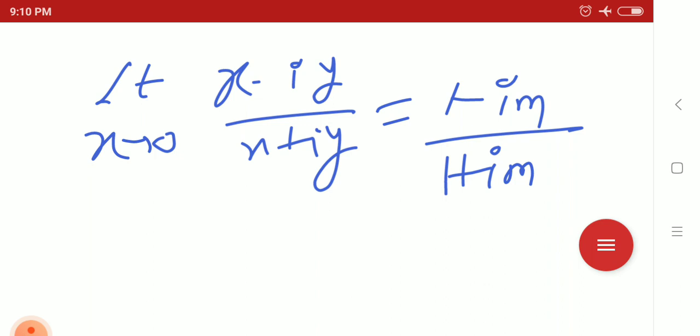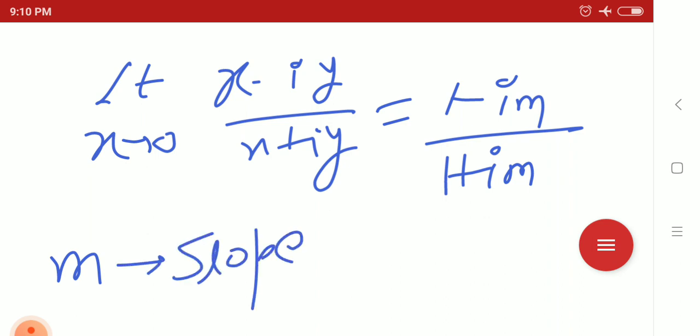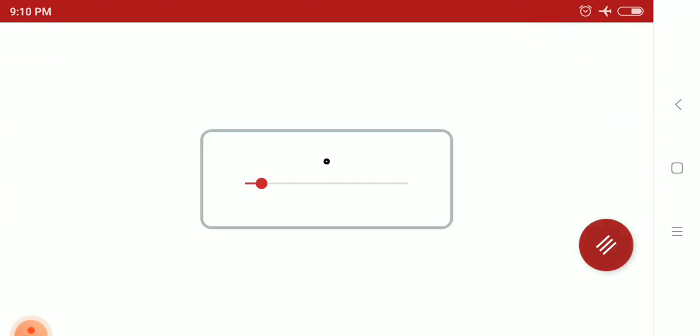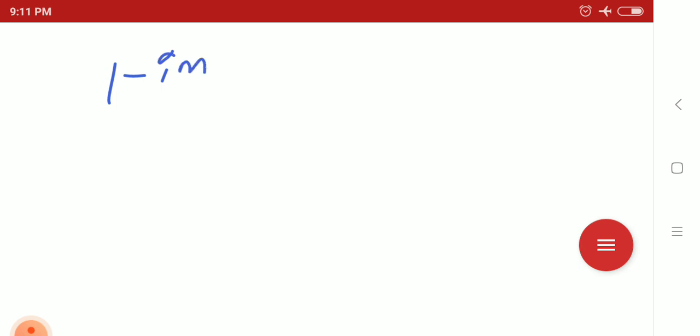Now let's check. m is the slope of the straight line equation, so m can be different. Let us prove whether it is path dependent or path independent. The limiting value is 1 minus iota m divided by 1 plus iota m.